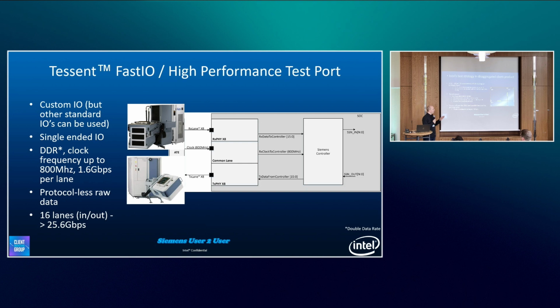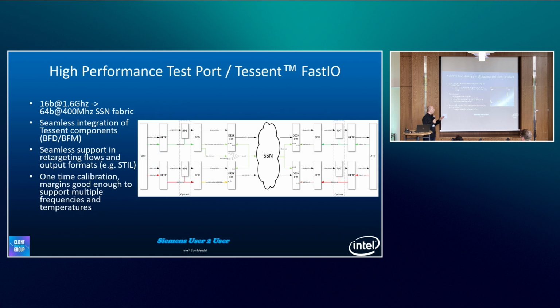Now, how does this work? The tester sees 16 pins, and this goes through the Tessent Fast I/O. The Tessent Fast I/O allows us to expand our test bus from a very narrow high-speed I/O to a wider slow-speed SSN. We use pretty standard components, the bus frequency divider and the bus frequency multiplier coming from Tessent.